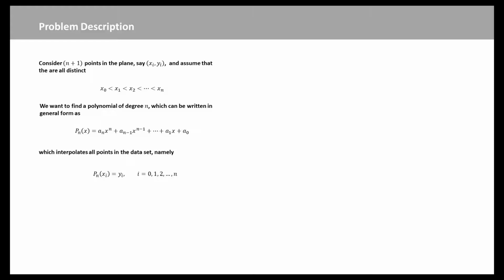Mathematically, this says the polynomial Pn evaluated at xi must give me the value yi, and this shall hold for all the i's from 0 to n, which means there are n plus 1 points. So the goal for the problem now becomes the following. We need to determine the coefficients a0, a1, all the way to a_(n-1), a_n for the polynomial. Counting them, we see that we have exactly n plus 1 unknowns.